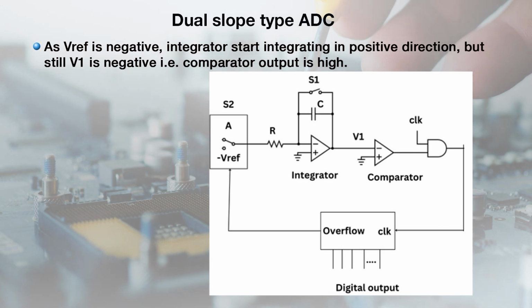Now, since the reference voltage is negative, the integrator starts integrating in the positive direction, but from the plot you can see that the integrator output is still negative. That is why the comparator output is high and clock pulses can pass through the AND gate and the counter starts counting from 0. This process continues until the integrator output is less than 0. As soon as the integrator output reaches 0, the comparator output becomes low and the counter stops counting.